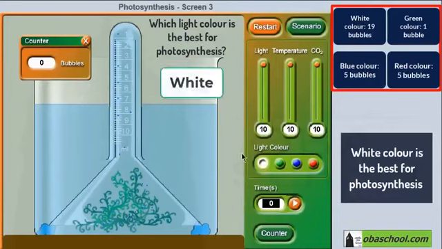Therefore, white light leads to the highest rate of photosynthesis since it yielded the highest oxygen count in 20 seconds, which is indicative of the highest rate of photosynthesis.